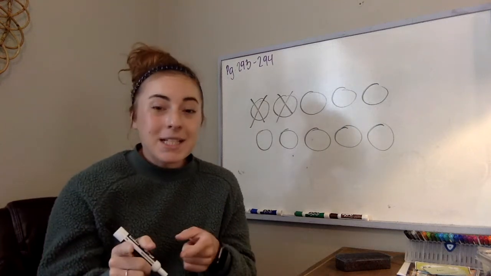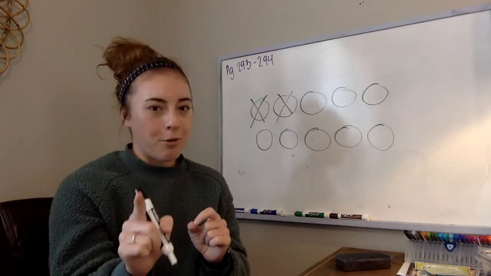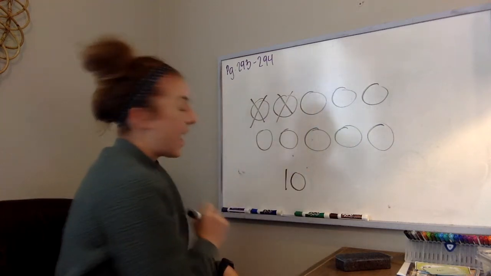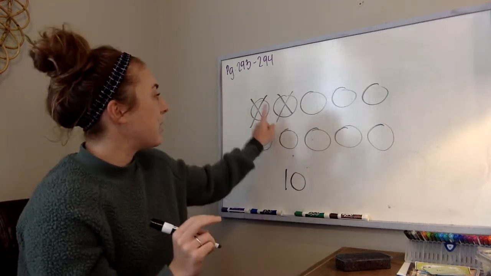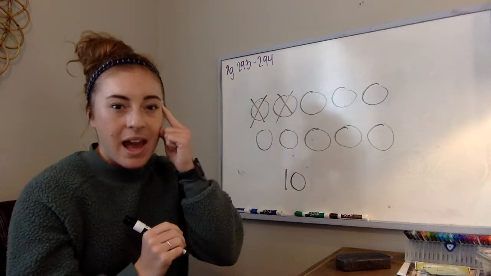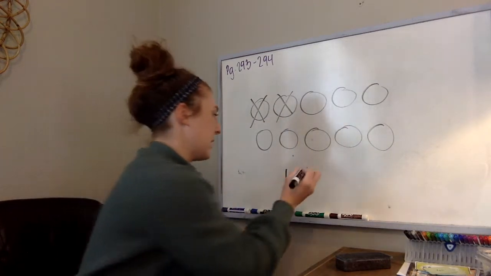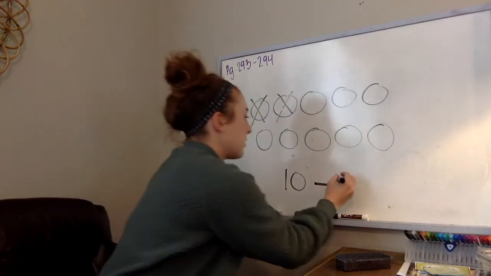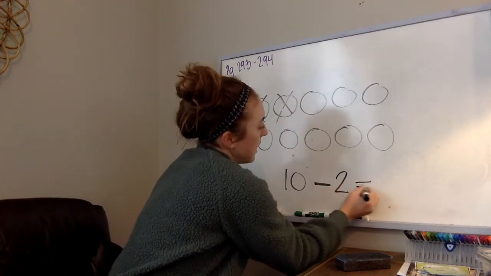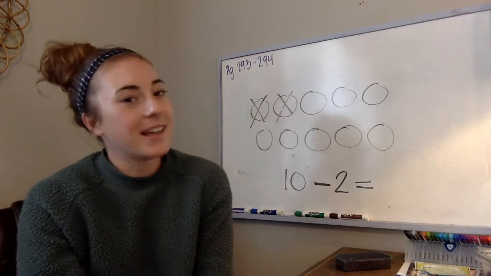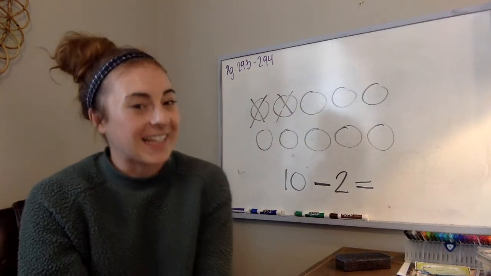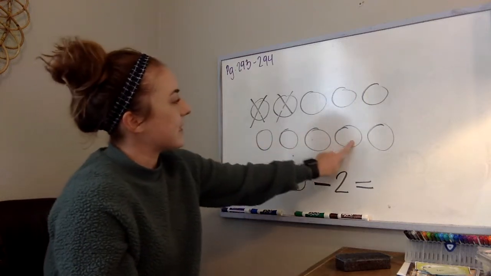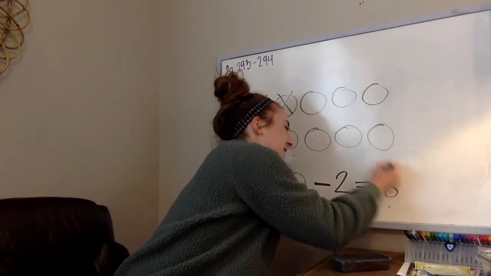Now to start my number sentence, I'm going to start with the number of oatmeal cookies I had, and that was 10. And 2 of them got eaten. We crossed those out. So this tells me I'm doing subtraction. So I'm going to subtract, minus my 2 cookies and my equal sign. How many do you think I have left? Let's see. 1, 2, 3, 4, 5, 6, 7, 8. If you guessed 8, you are right.